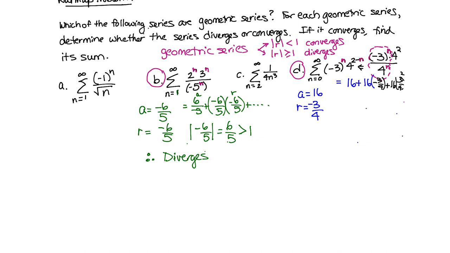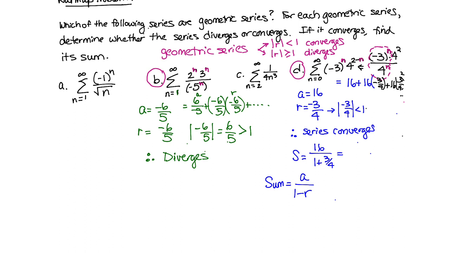So you are right, Griffin. R is -3/4. The absolute value of -3/4 is less than 1, and therefore, that means this series converges. And did you get a sum? 16/(1+3/4). I didn't take it. No worries, that's okay. I'll go a little farther for us. We know that if our series converges, the sum of any geometric series is A/(1-R), provided that series converges. R being -3/4 gives us this.